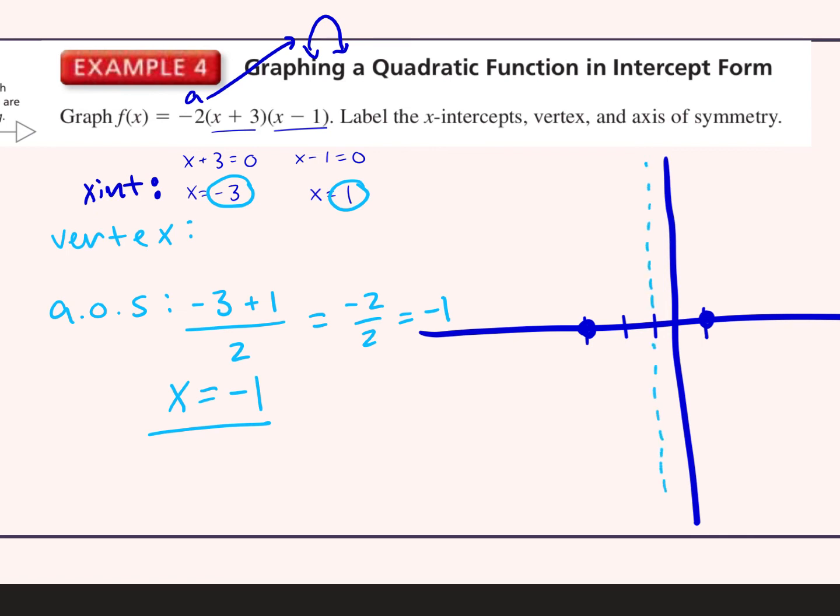So I put my dotted line right through negative 1. So what does that mean the first number in my vertex is? Negative 1, the same thing. How do I find the second number? Plug it in. Same way we found it before. We plug it into our equation. So that would be negative 2 times negative 1 plus 3 times negative 1 minus 1.